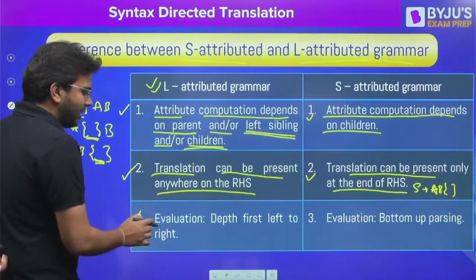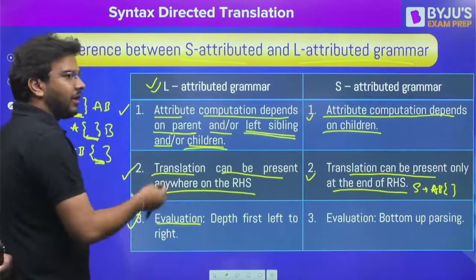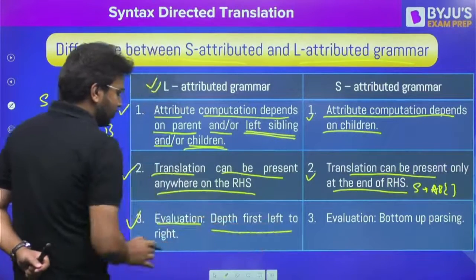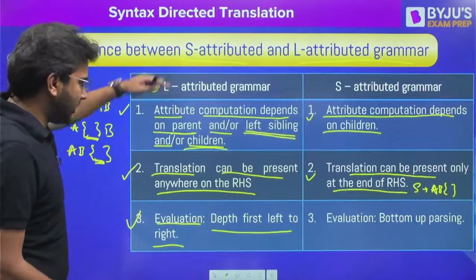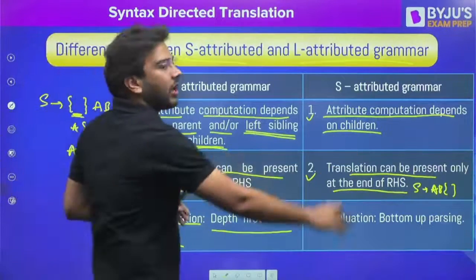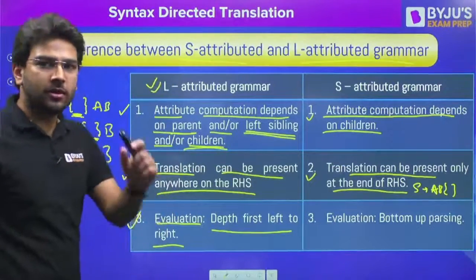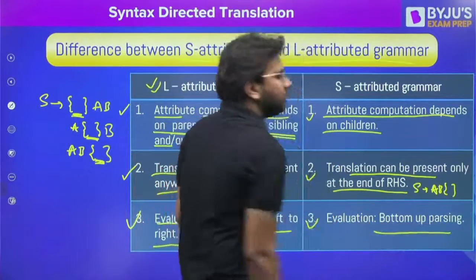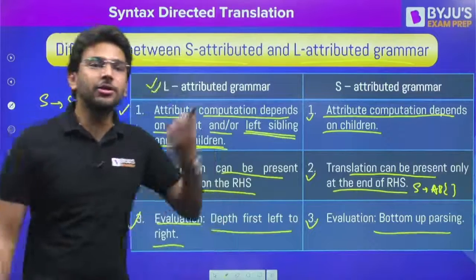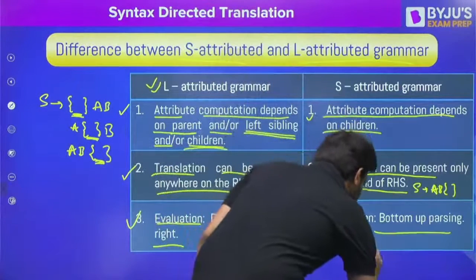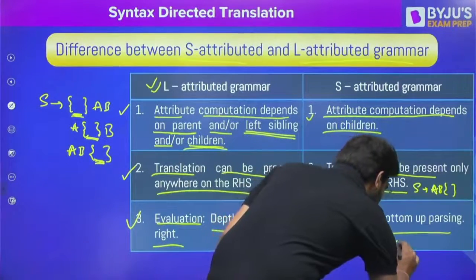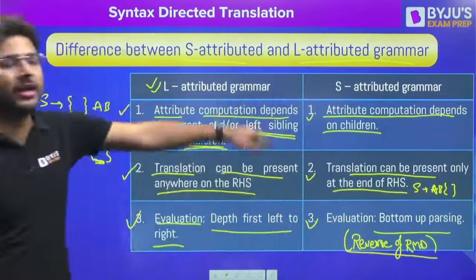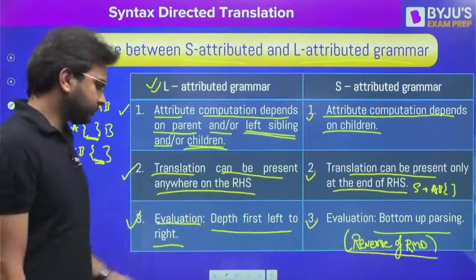Let's see the third point. This is also important. Evaluation. Now here, if we have to evaluate the expressions or the SDT, then it is depth first, left to right. So first we are going to follow depth first, and then from left to right we are going to proceed for the evaluation purpose. Carefully listen to this, okay? And what about S attributed? That is bottom up parsing. Bottom up parsing means reverse of RMD, reverse of rightmost derivation, we are going to follow for S attributed grammar.